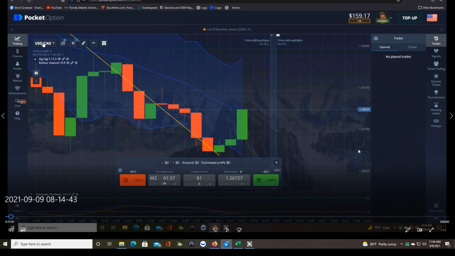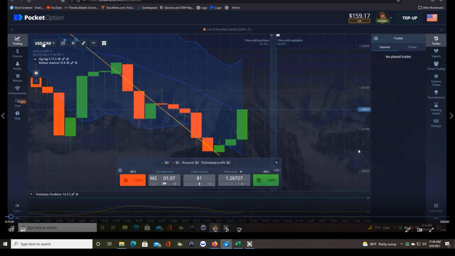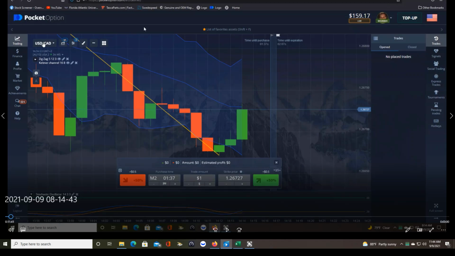So let me just explain what I'm doing here because there seems to be a bit of confusion. I'm trading binary options. The broker is Pocket Option. I'm trading with real money. This is not a demo account. That's why it says live. It would be red and it would say demo if I was trading with demo account money.